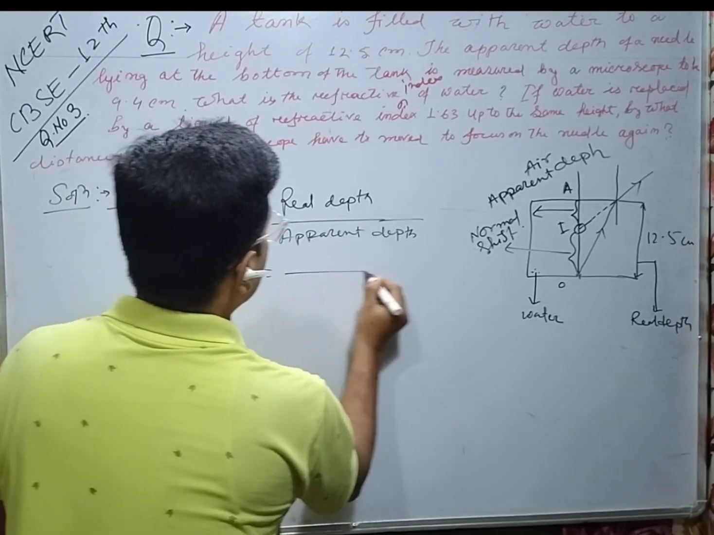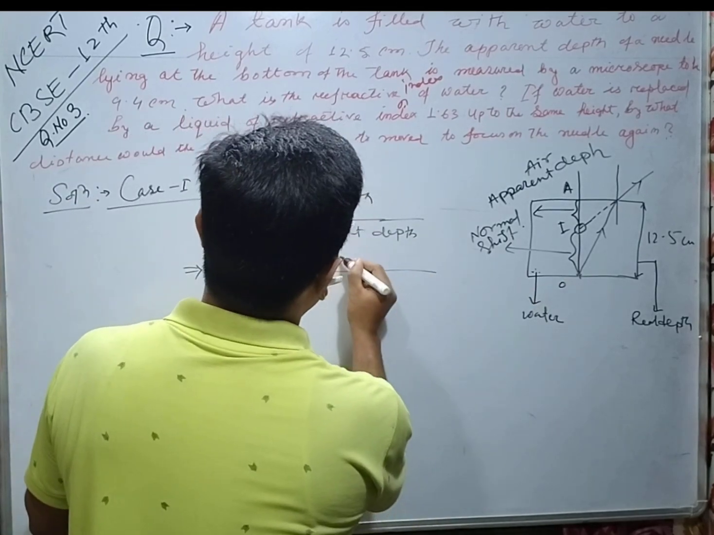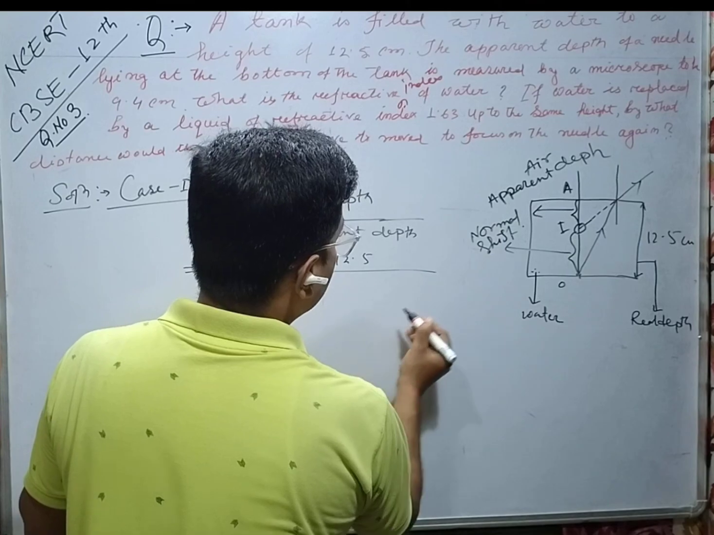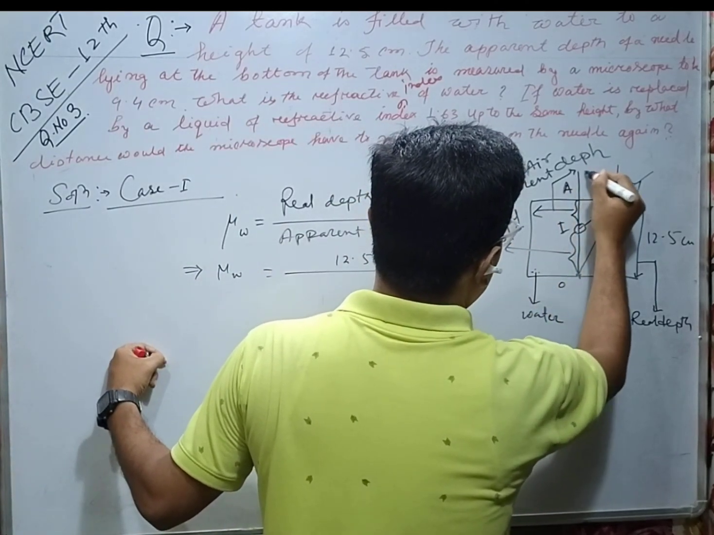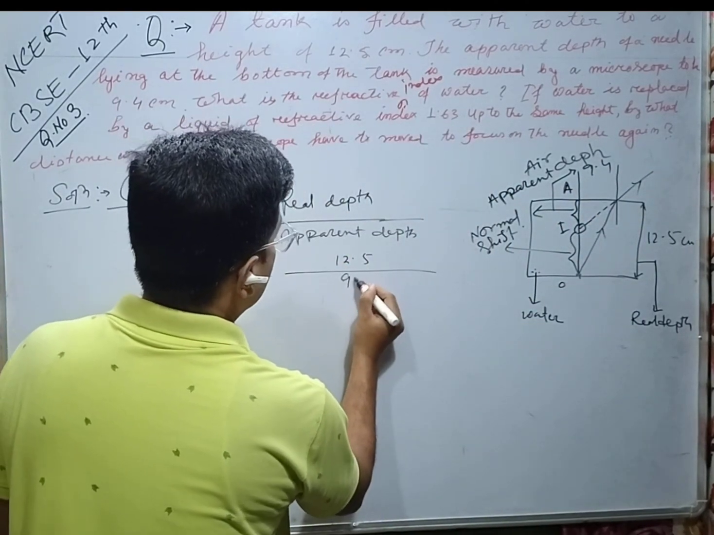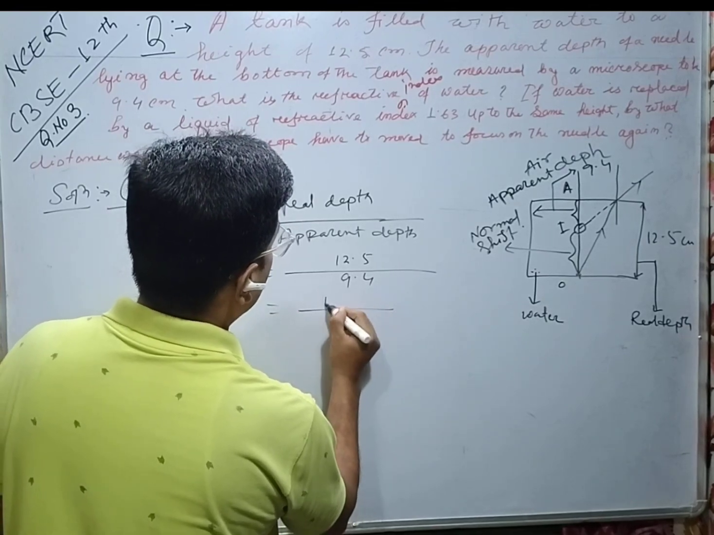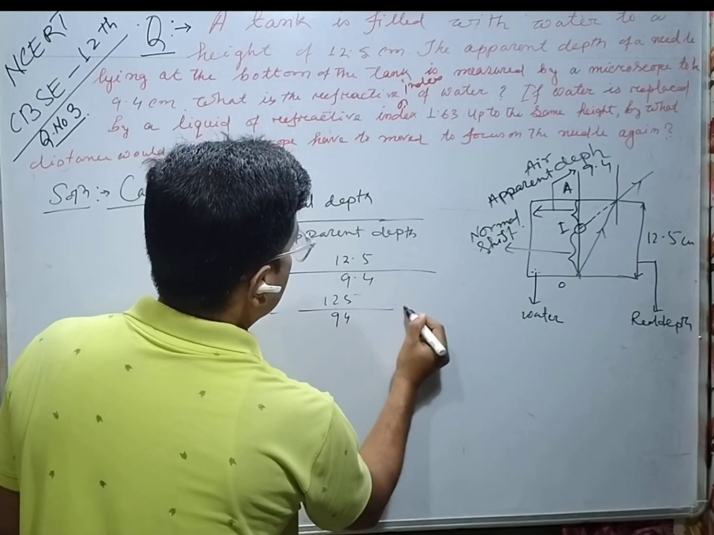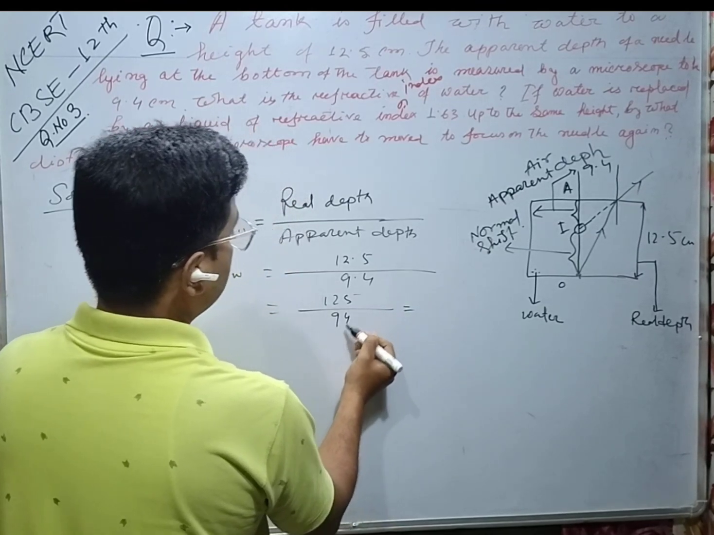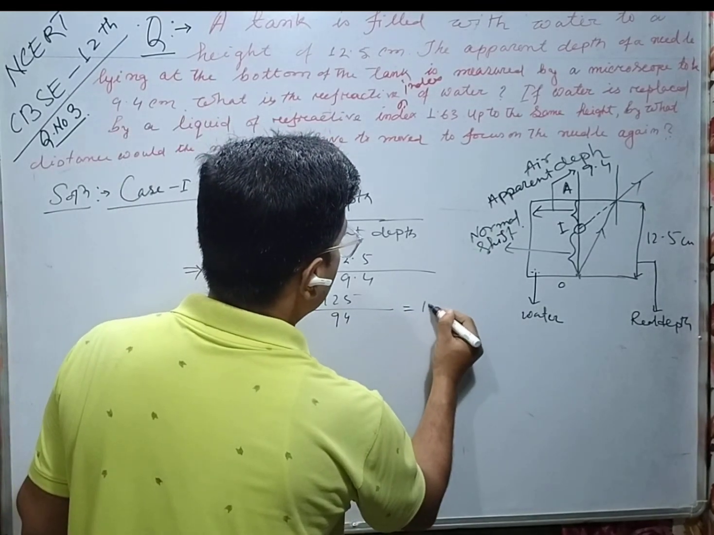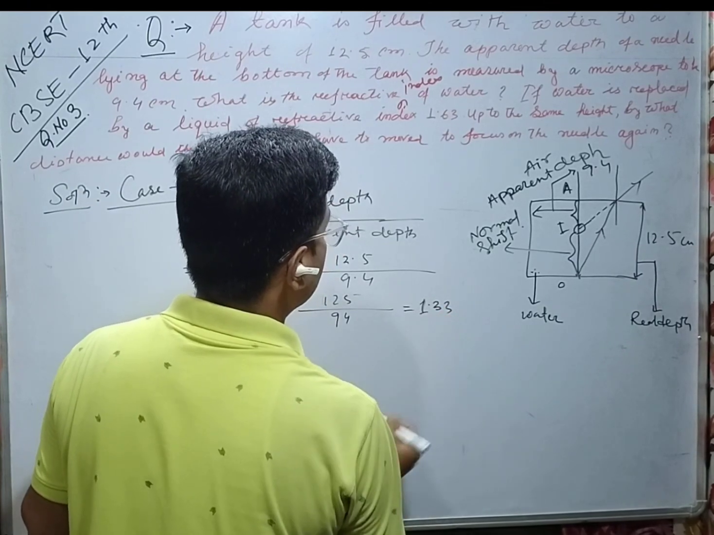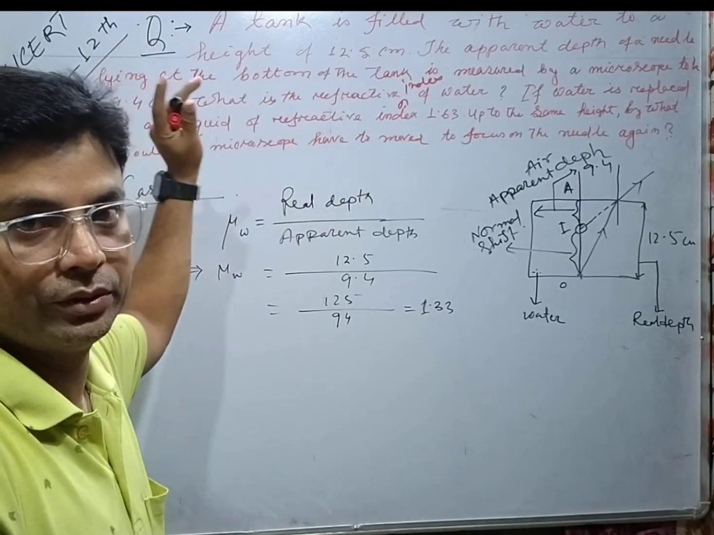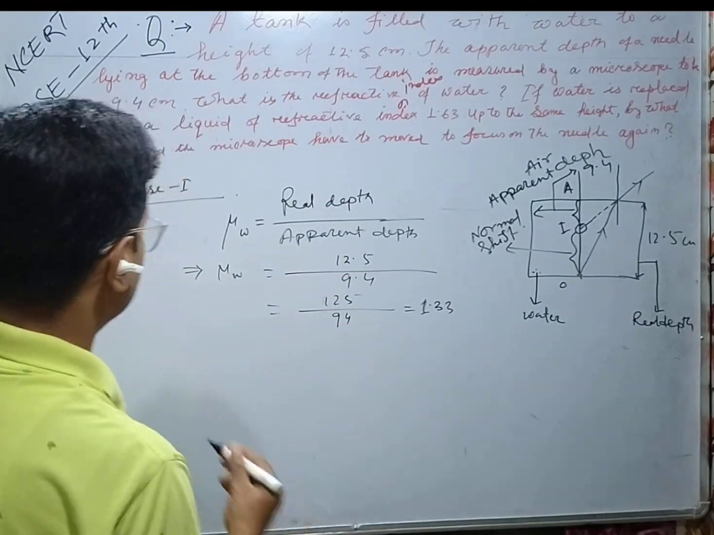I have to calculate the refractive index of water. The real depth is 12.5 and the apparent depth is 9.4. Now 12.5 by 9.4. By dividing 125 by 94, I will have 1.33, which is the refractive index of water. The first question is solved.